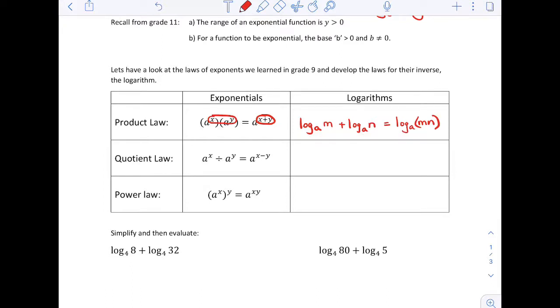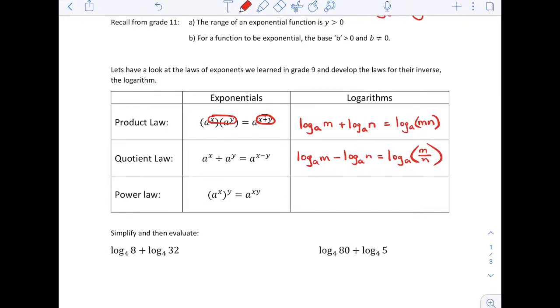I'll post proofs of these as well so you can have a look at them. Same goes for the next one. So we have a division happening here, which results in a subtraction of the exponent. So very similar to the one that we have above. The only difference is log a m minus log a n. That's equal to log a of m over n, or m divided by n. Same idea, same rules that we saw. Once again, I'm going to post proofs to these if you're interested in it as well.